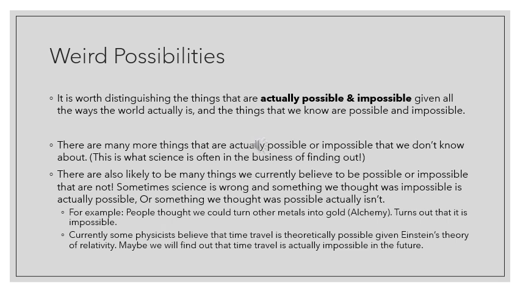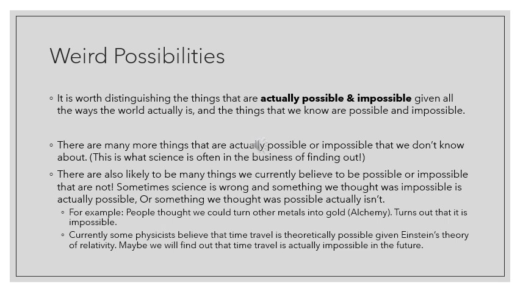Now, it's worth distinguishing the things that are actually possible and impossible, given all the ways that the world actually is, and the things that we merely know to be possible and impossible. As it turns out, there are going to be many more things that are actually possible or impossible right now that we don't know about, right? Because ultimately we are limited beings that have to do a lot of experimentation in order to come to know things.